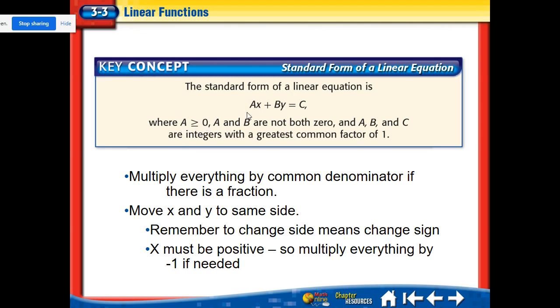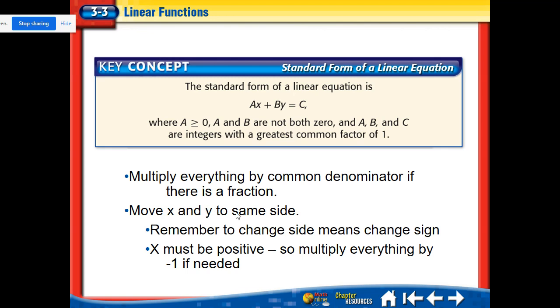Now, this says a has to be positive, so the x coefficient has to be positive. A and b can't be 0, so you have an x and a y is what it's saying. And it says they have to be integers, so that means no fractions. Fractions are allowed in a linear equation, but not in standard form. So how do we deal with that? We're going to multiply everything by the common denominator if there is a fraction. That's the easiest and best way to get rid of a fraction. If you've got an equation with a fraction in it, multiply everything by the common denominator, and the fractions go away. You don't have to deal with fractions. Many of you don't like fractions. I understand that. So that's the easy way to get rid of them.